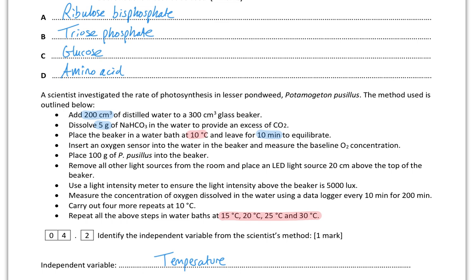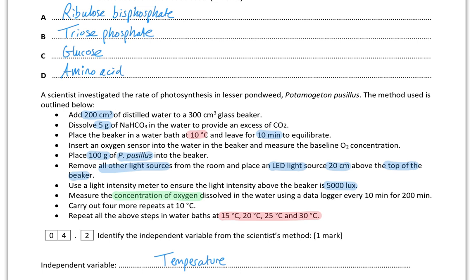Insert an oxygen sensor into water and measure the baseline oxygen concentration. Place 100 grams of this species of algae, pondweed, sorry, into the beaker. Remove all of the light sources, that's another control variable. LED light source, so there's no heat, 20 centimeters, control variable. At the top of the beaker, control variable. Use a light intensity meter to measure the light intensity above the beaker is 5,000 lux. Control variable. Measure the concentration of oxygen, so that's my dependent variable. That's what I'm measuring, oxygen concentration, and I'm doing that every 10 minutes for 200 minutes.